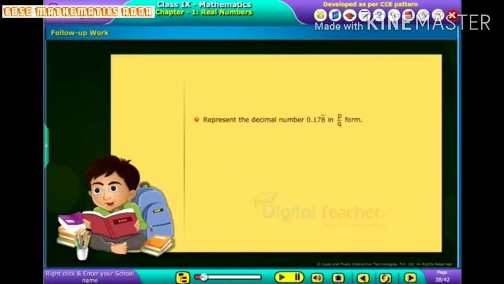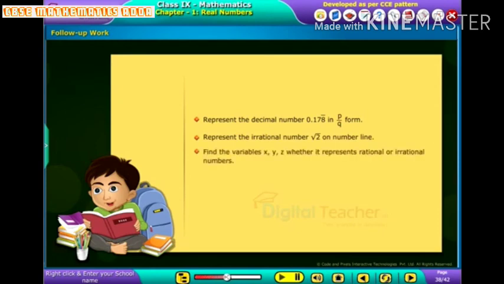Follow-up work. Represent the decimal number 0.178 bar in p by q form. Represent the irrational number root 2 on the number line. Find whether the variables x, y, z represent rational or irrational numbers. 1. x cube equal to 8. 2. y square equal to 16. 3. z cube equal to 0.08.